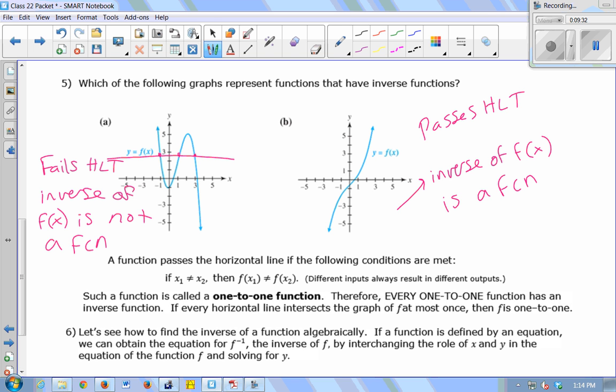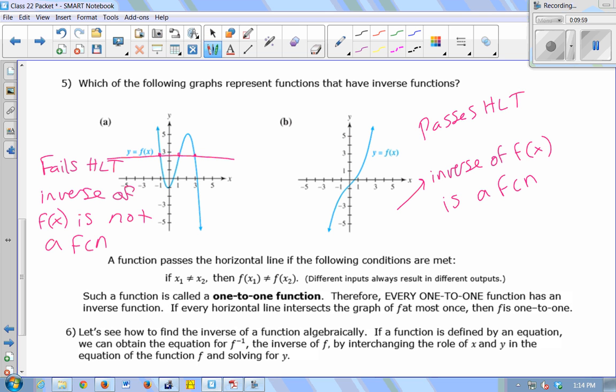So a function passes the horizontal line test if this condition is met, and this is just sort of a fancy algebraic way of writing the horizontal line test. So this says if you have 2 different x's, if x1 and x2 are different, then the y values have to be different. So if you have 2 different x values, the y values have to be different.